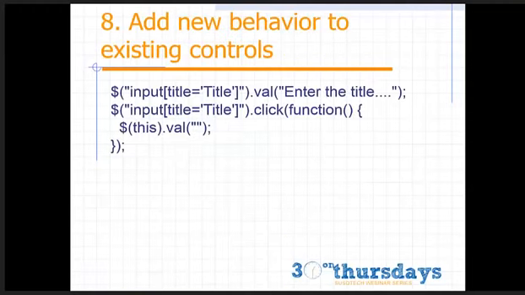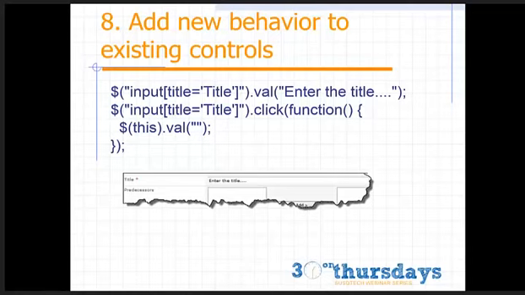Number 8, adding new behavior to existing controls. This is an example of what I think of as ghost text, and it's just the simple stuff that you see a lot. You actually see it in the search box in SharePoint 2010 out of the box, where you might put some text into a field, and then when the user clicks into that field, that text goes away and they can type whatever they want. There's some debate in the user interface community around whether this ghost text kind of thing is actually a good approach or not, but I know that a lot of the users of the clients that I work with actually like it and they request it.